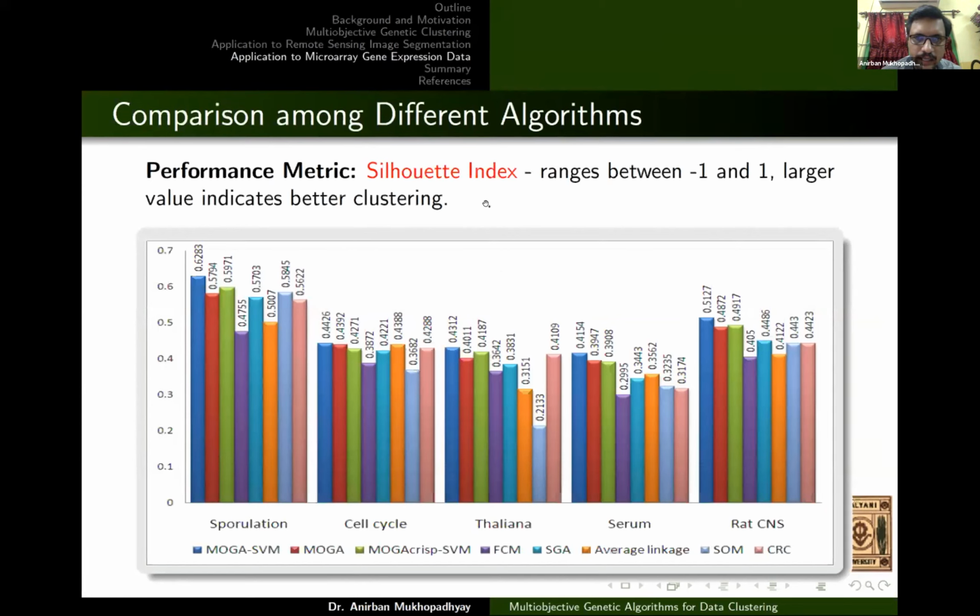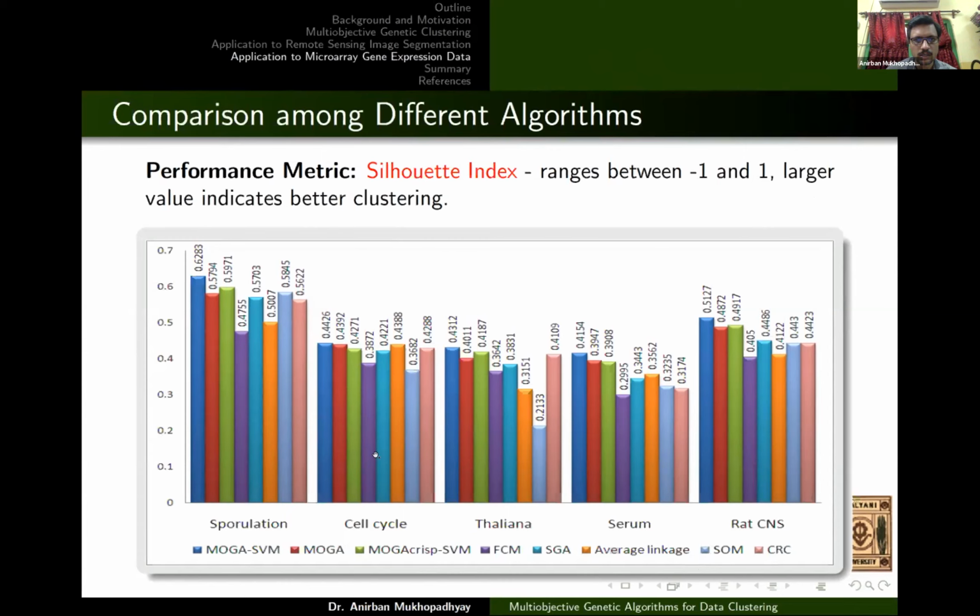This is another clustering index which we are not optimizing, but it is being used for computing the quality of the final solution. And a larger value, I mean closer to 1, means a better solution. And we compared with many other algorithms like FCM, single objective case, average linkage, which is a hierarchical clustering, then SOM, self-organizing map clustering, etc. And you see that for all the 5 data sets, our method, that is the first column, has the highest value.